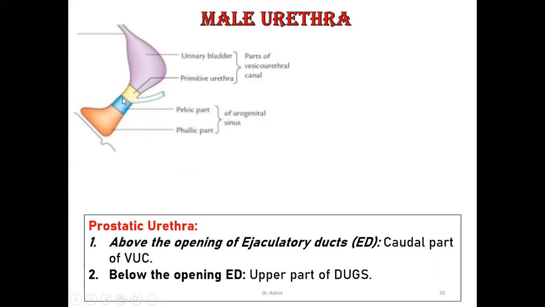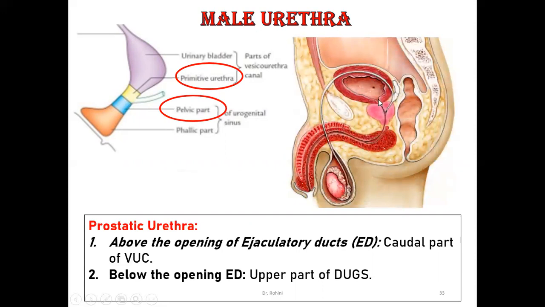Okay, so prostatic urethra is derived from two things. Above the opening of the ejaculatory duct, the caudal part of the vesicourethral canal, and below the opening of the ejaculatory duct, the upper part of the definitive urogenital sinus, or you can say the pelvic part of the definitive urogenital sinus. So we have the primitive urethra and the upper part is the pelvic part actually. Okay, so this is your prostatic part. Here it is surrounded by the prostate gland. This is the ejaculatory duct. See, ejaculatory duct, and this is a gland here.